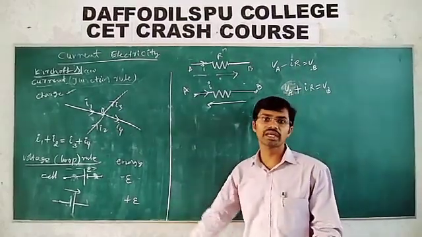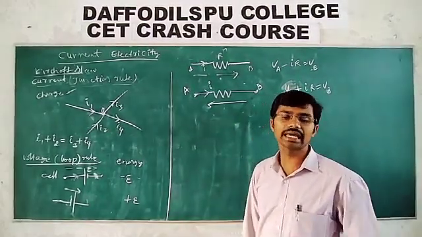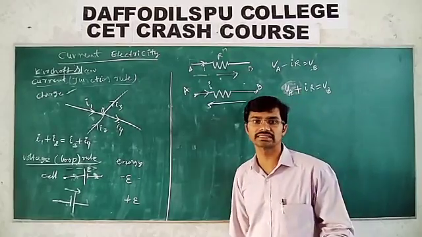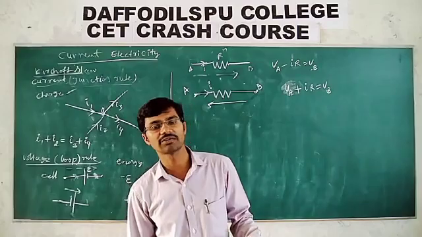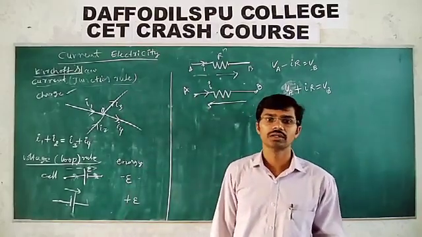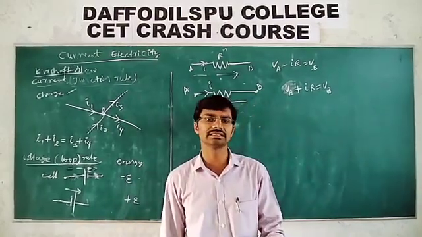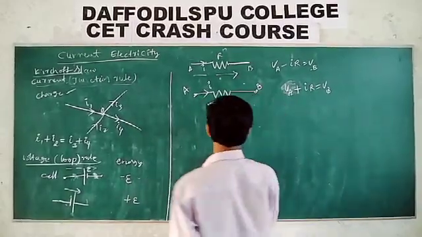Then according to the voltage rule or loop rule, the algebraic sum of the potentials around a closed loop is equal to 0, or the potential difference across any closed loop which involves cells and resistors is 0. So let me take one loop.